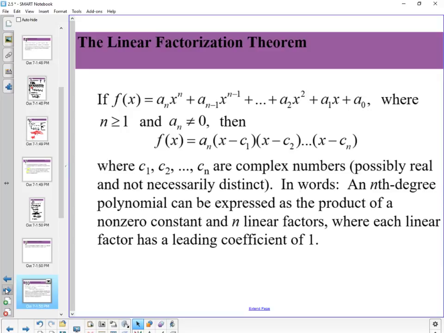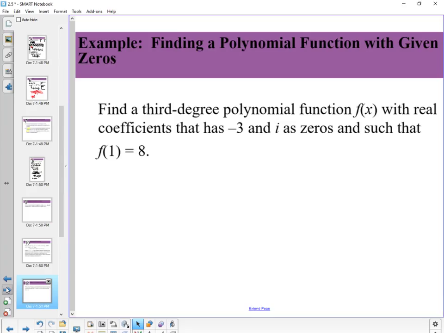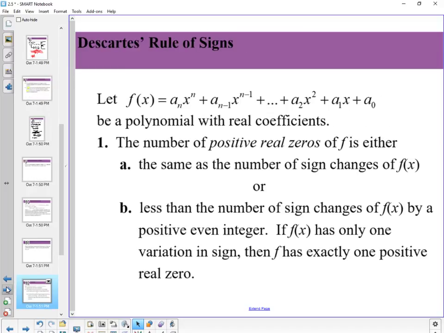You guys remember when we did our linear factorization? Yes, sir. That's all this is saying. That's our objective, right? Because each one of those would give me a 0. Okay, really quickly, I want to try to get this last one in, Descartes' rule of signs.